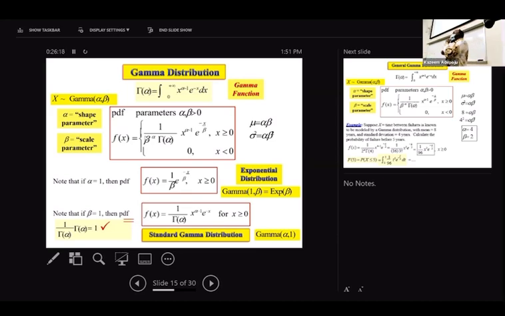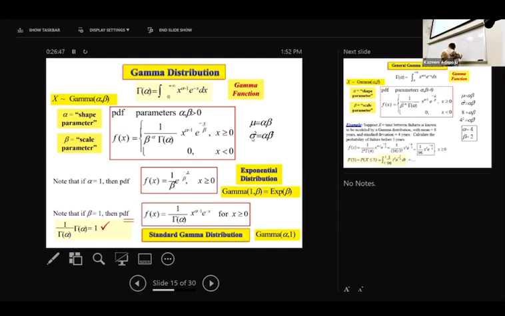Now, when you take a look at this, the mean is alpha beta. The expected value of x in the gamma distribution is a product of the two parameters. And of course, the variance is alpha beta squared. The mean is the product of the two parameters.